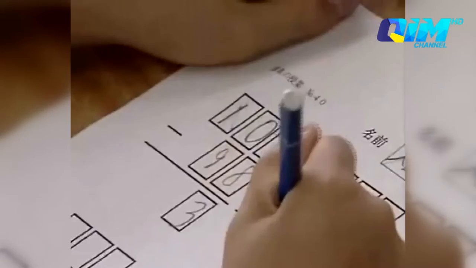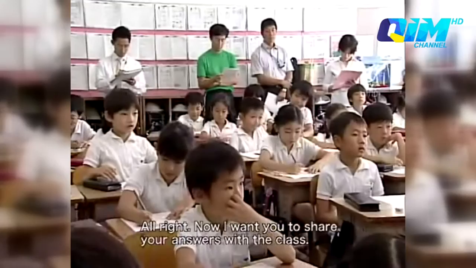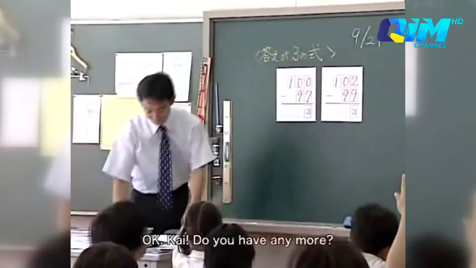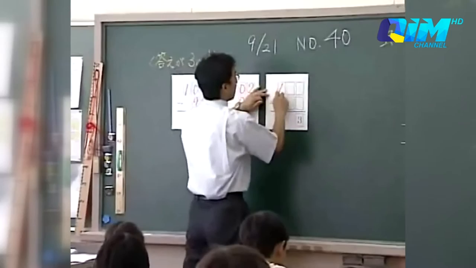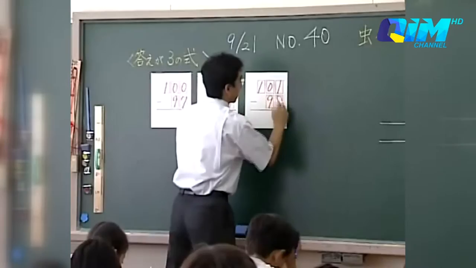Okay? They still can't find the simplest solution. 100 take away 97. はい、それではこれから発表してもらいます。 はい、 どんどんいった。じゃあ、はい、はい、まだあるんじゃない。はい、101-98 The students have discovered three answers.